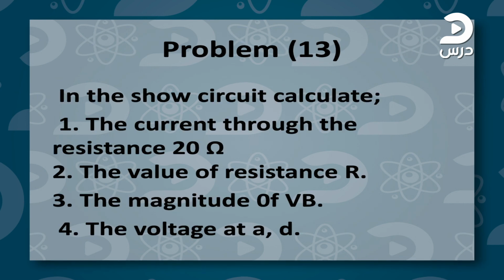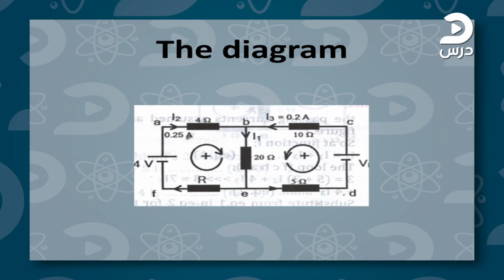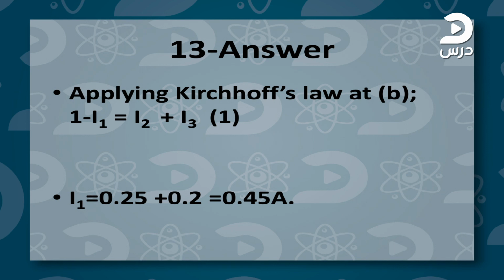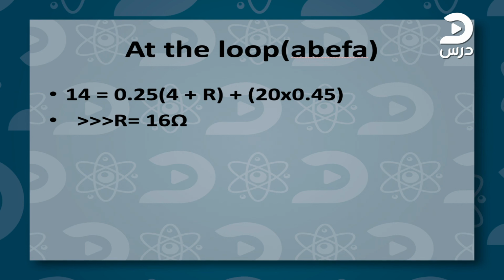Problem number 13. Ensure the circuit, calculate the current through resistance 20, and the value R, and the VAB and the voltage A and D. This is the diagram. Here I3 0.2 and 10 ohm, and here the positive, and on the other side I2 and 4 ohm and the current 0.25 ampere and 4 volt and the R and the 5 ohm. So the final result through B: I1 equal I2 plus I3, so I1 0.25 plus 0.2 equal 0.45 ampere.